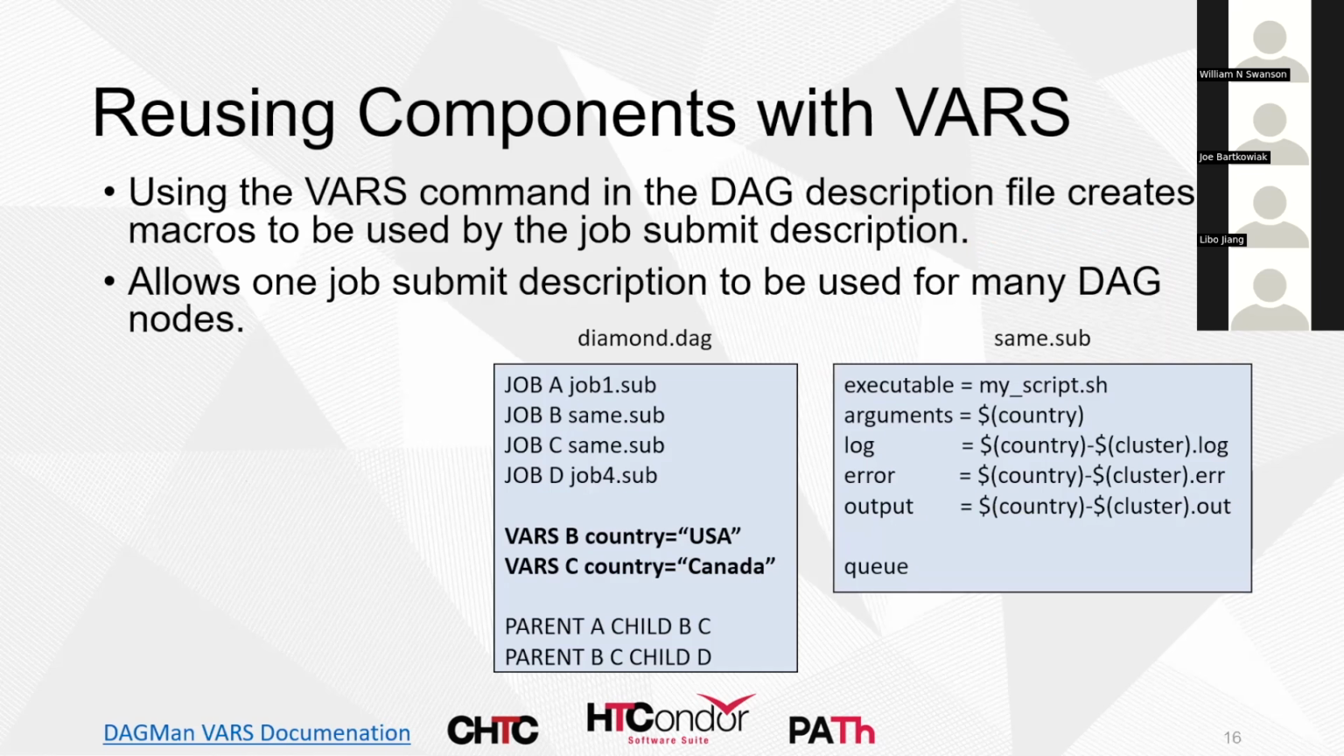So in our Diamond DAG example, B and C run the same job. They take a country, just a country, but they have the same submit file. In the DAG, we can then specify, oh yeah, B is from USA and C is from Canada, because C is for Canada. And when we go to submit the jobs, we actually pass this information along to the submit process. So node B will have USA, let's say 7.log and so forth, while node C will have Canada all up in there.